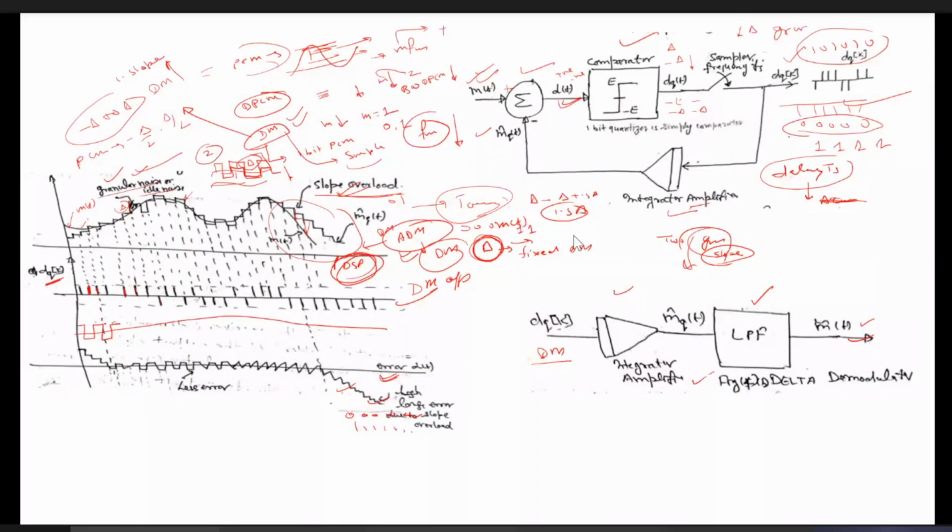Then we simply get the delta modulation. This is the basic operation of the delta modulation. But as I told you, the delta modulation suffers from two drawbacks. One is the slope overload, another is the granular noise. So let us have some more discussion about the slope overload and the granular noise.